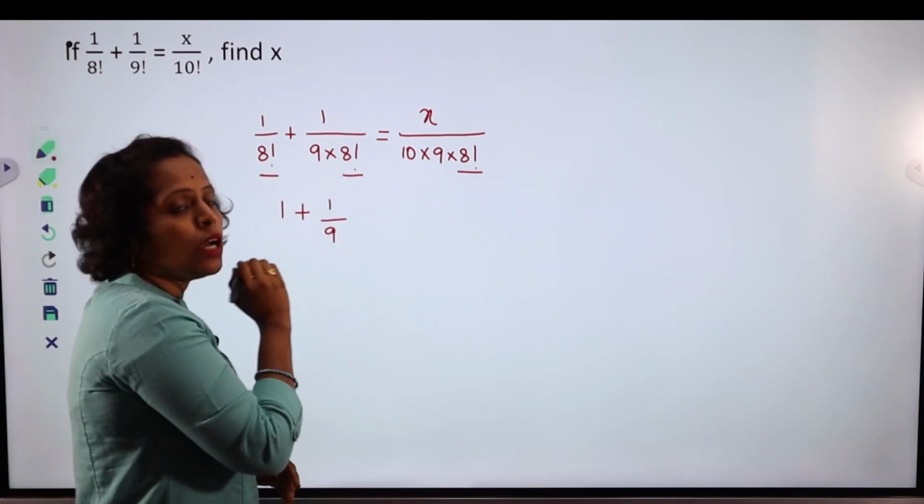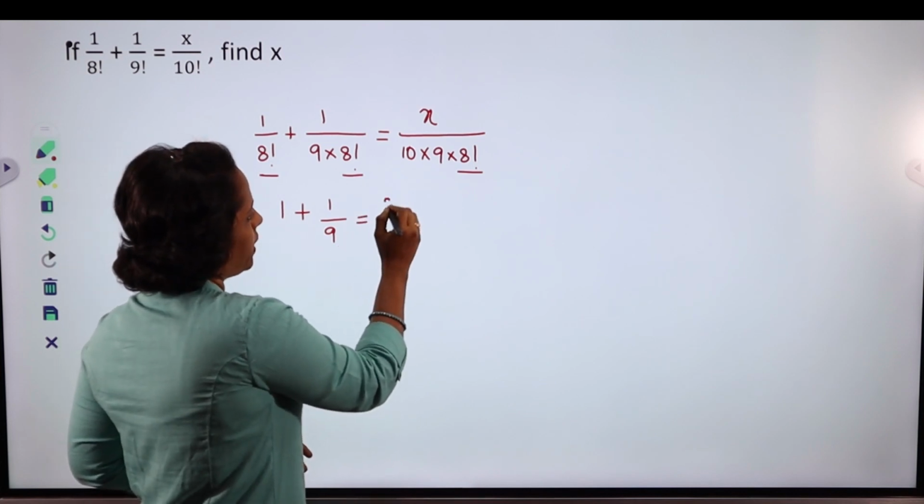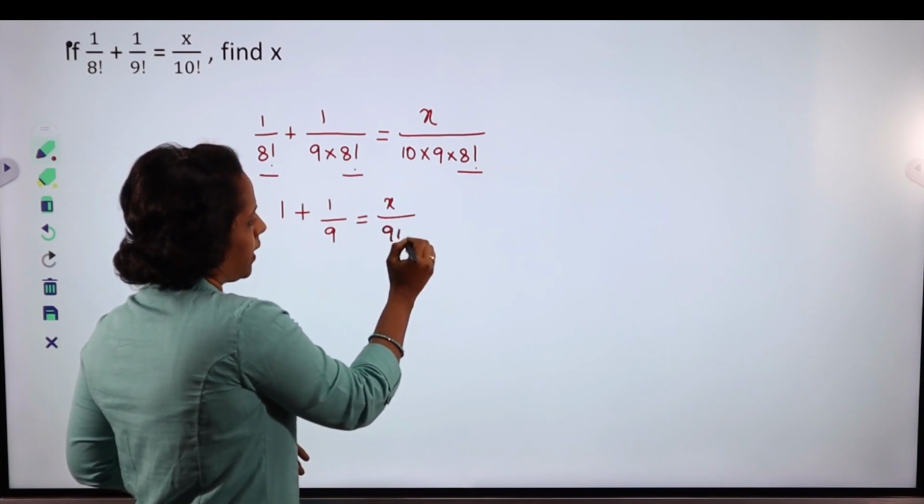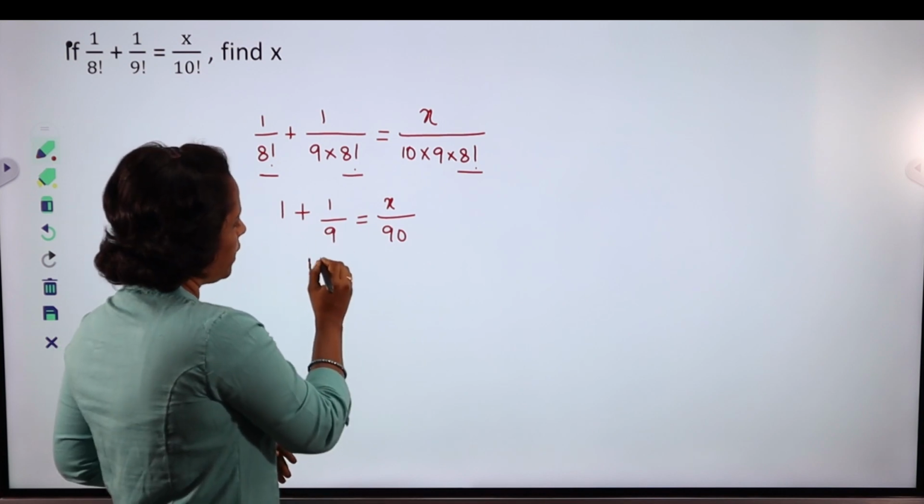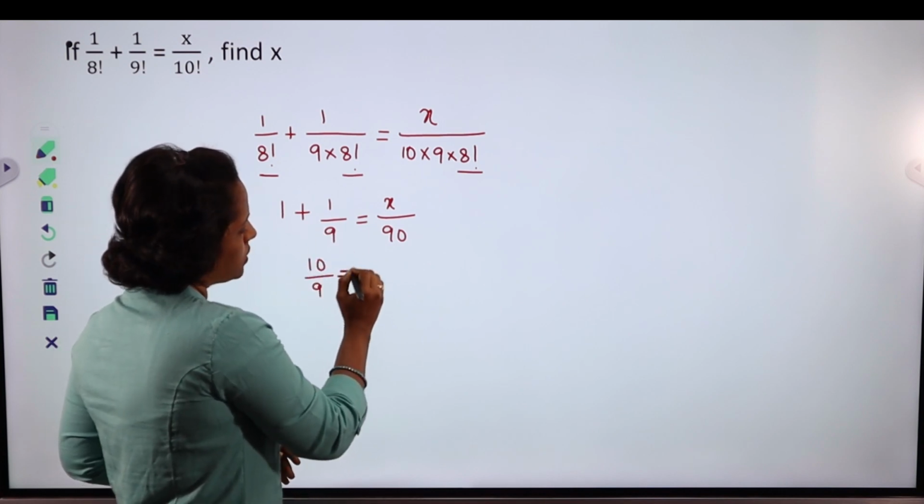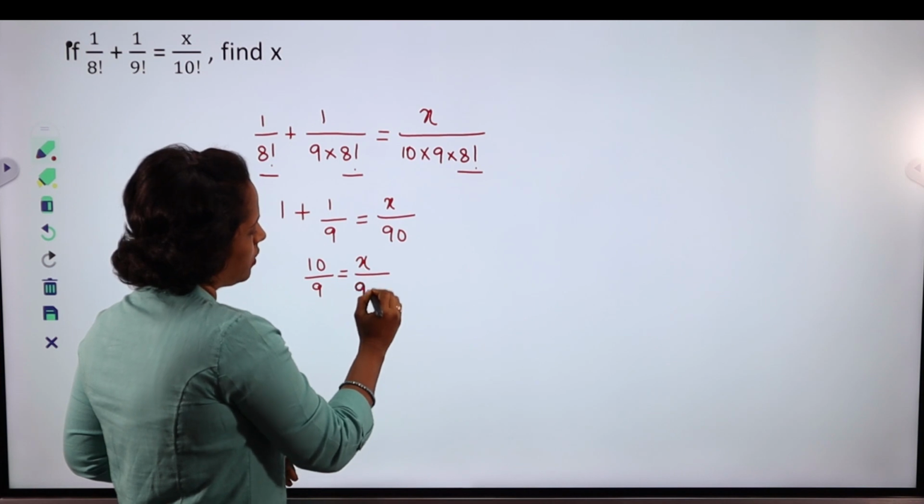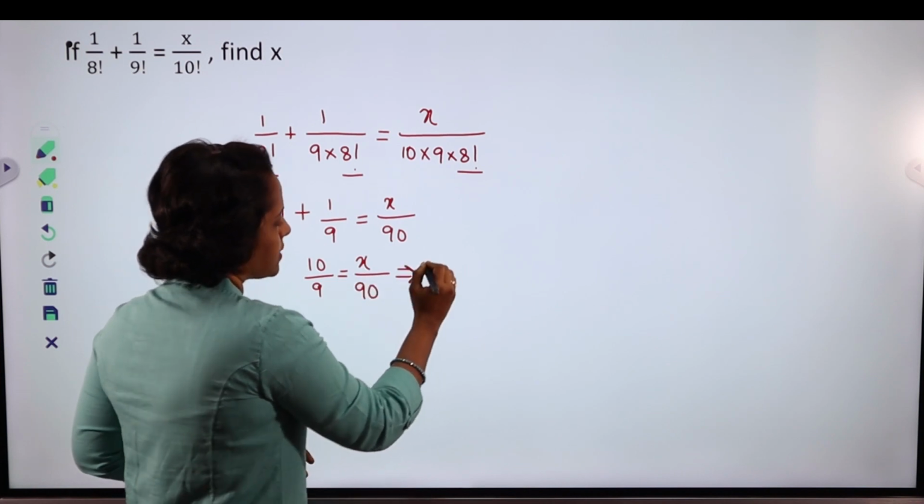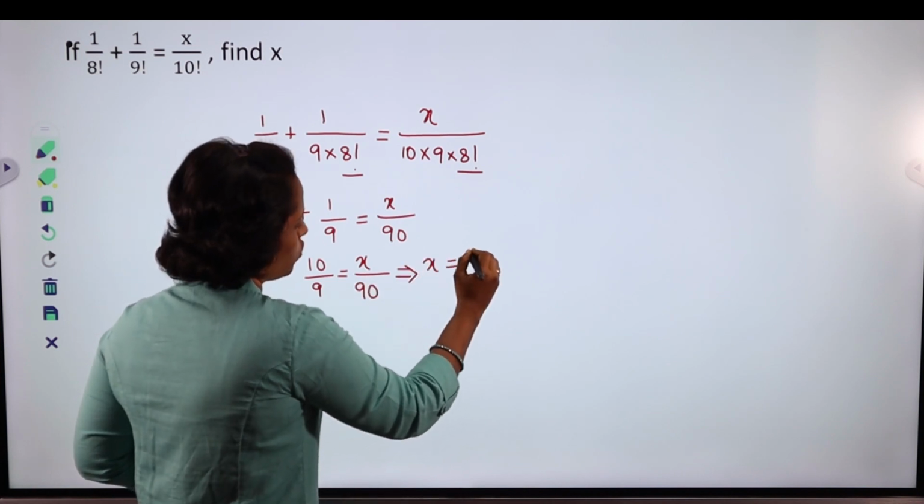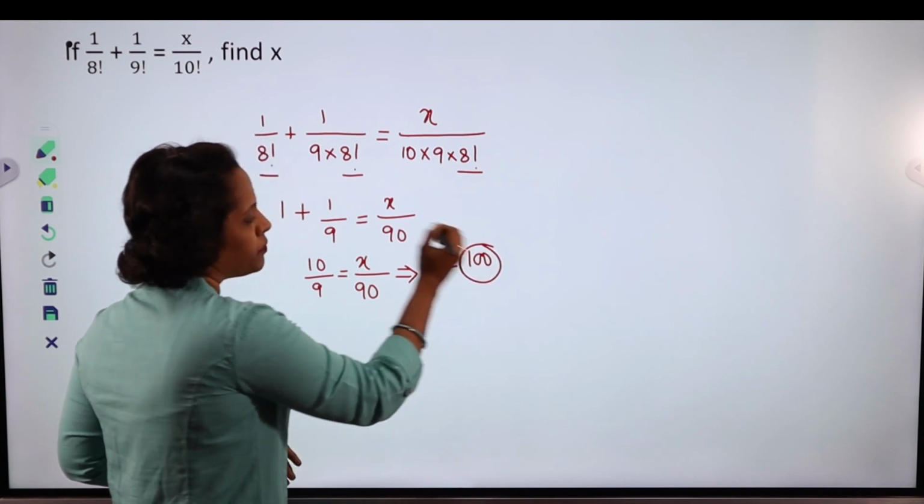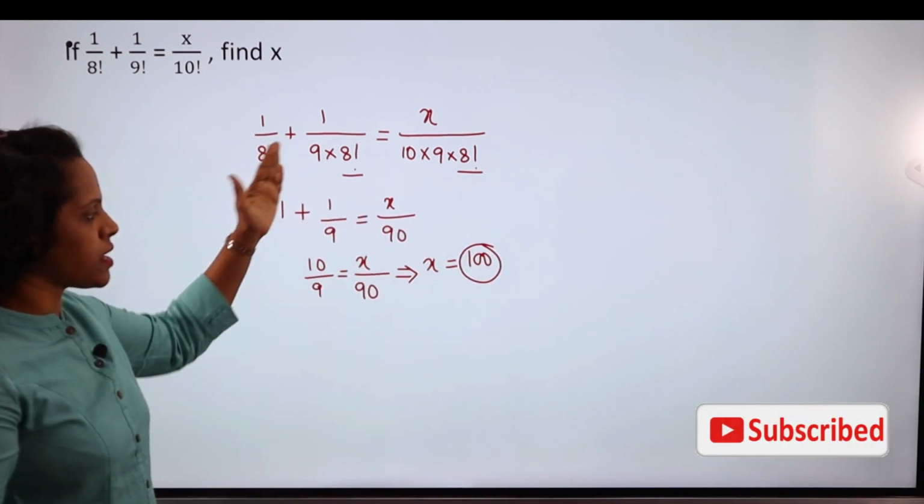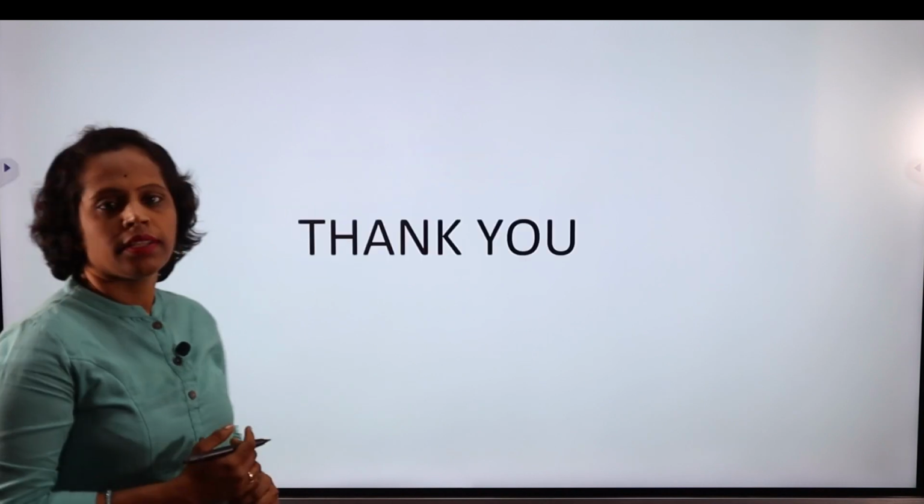I'll be left with 1 plus 1 by 9, which will be equal to x divided by 90. 9 plus 1 will be 10 by 9 equals x by 90. On cross multiplying and cancellation, I get x equals 100. Okay, this is a way to solve this kind of problem. Thank you.